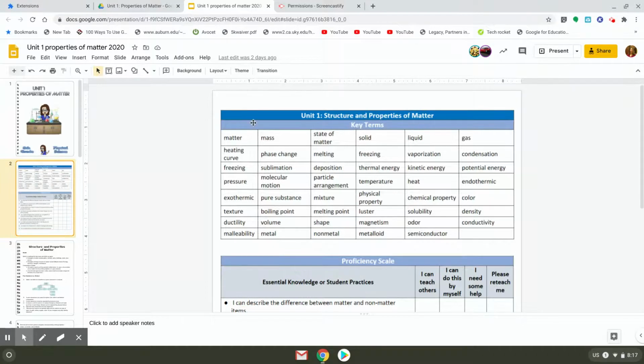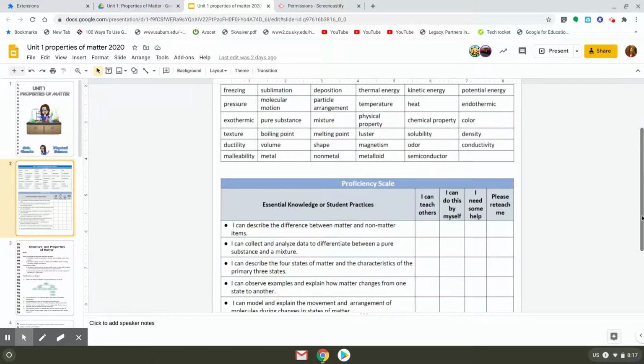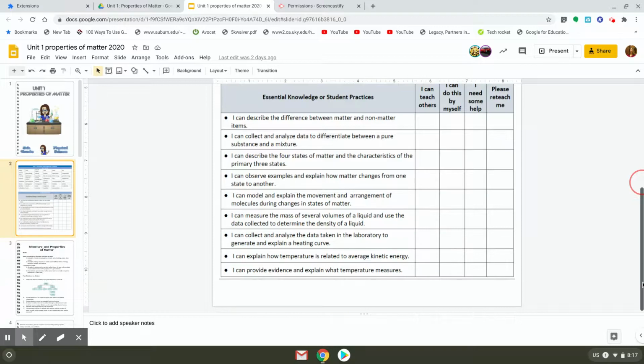So you have all of your words up top, which you should already be experts on because of the Quizlet practice you've done and the Quizlet test you've taken. Remember, that is your first step with any unit, is learning the vocabulary. And then you have these things.